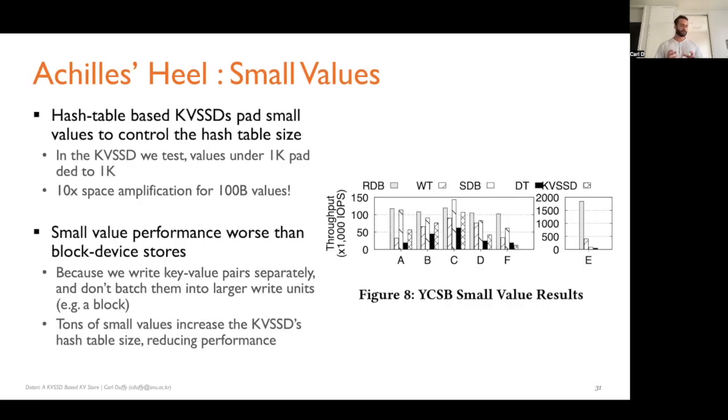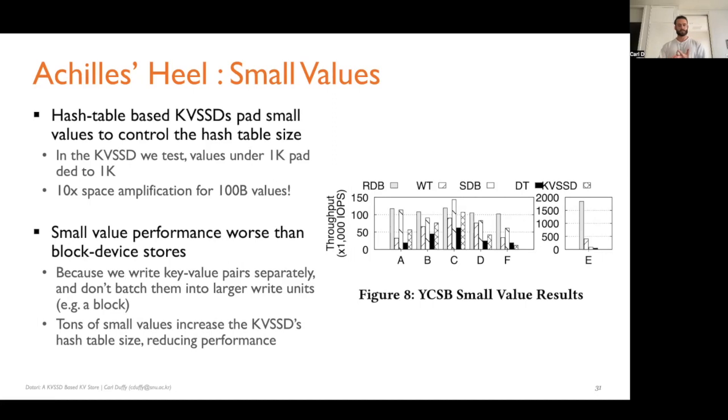Finally, even though Dotaree can perform very well, where it performs poorly is small values, and there are 2 reasons. The first is that for the KVSSD we test, and maybe for future hash table KVSSDs too, to bound the size of this hash table in the device, small values are padded to a larger size, in our case 1 kilobyte. So for example, if we write 100 byte values in the KVSSD that we test, they will be padded to 1 kilobyte. So there's over 10 times space amplification just for small values.